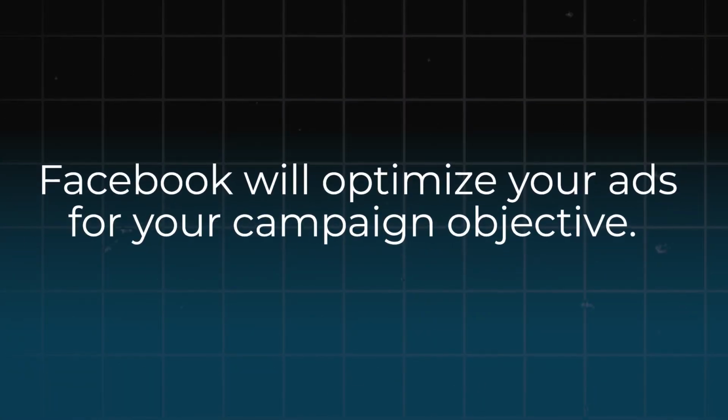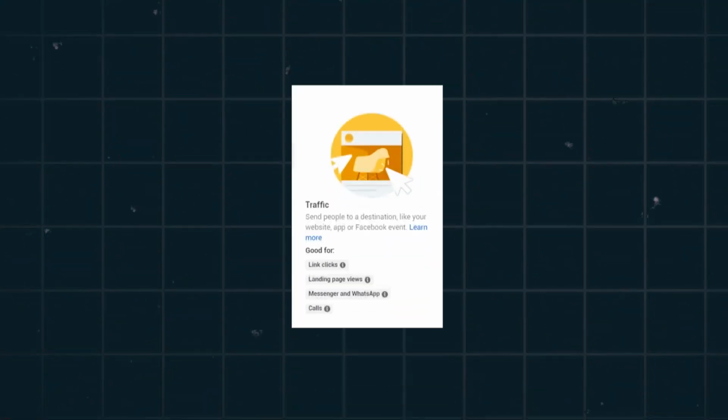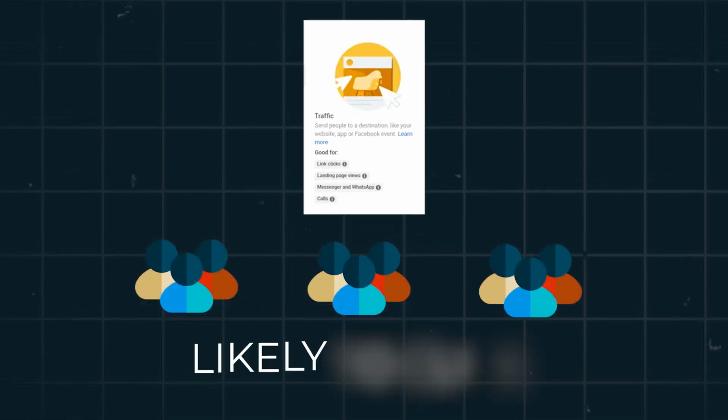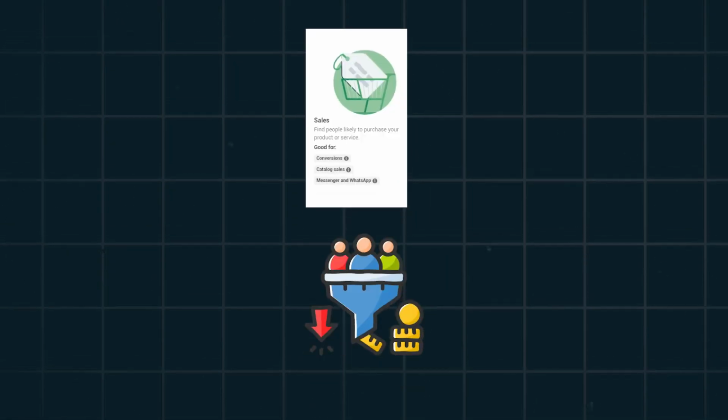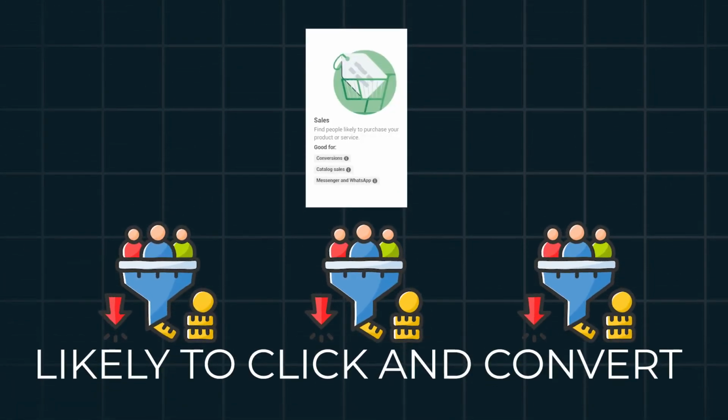The problem is that Facebook will optimize your ads for your campaign objective. That means if you run a traffic campaign, Facebook is going to show the ad to people within your target audience who are likely to click. But if you run a sales campaign, Facebook will show the ad to people within your target audience who are likely to click and convert.